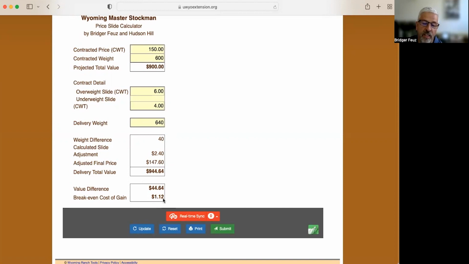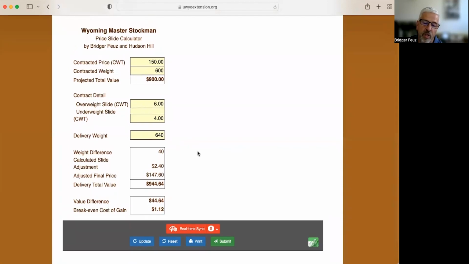Now, if it cost you $2 a pound to put those extra pounds on those calves, then this price slide would be negative for you. And what you might want to do then is sort off your heaviest calves and try and market your calves so you come in closer to that 600-pound contract. So that's how this calculator works. It's a quick, easy, simple calculator to use and gets used a lot on this website.